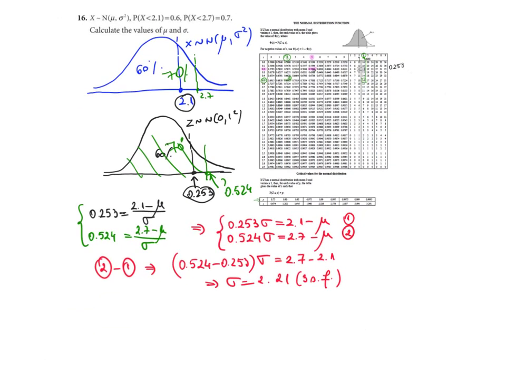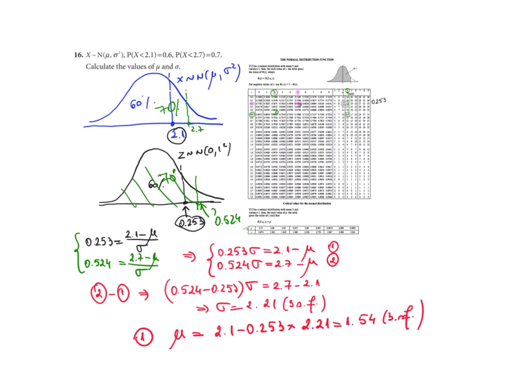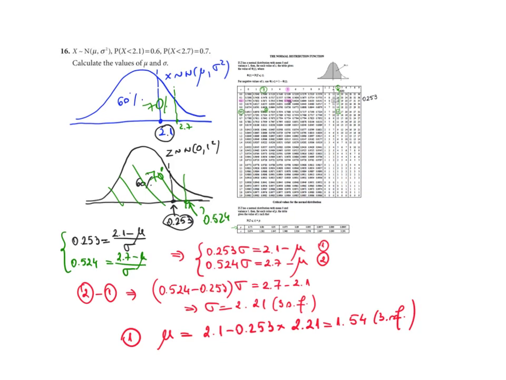You always need to get the standard deviation positive. Standard deviation is always positive. Mean can be negative, it is a mean of a distribution. So mu from equation 1, mu is 2.1 minus 0.253 times sigma. And this is 1.54 to three significant figures. So this is what I use in the case when I don't know the mean and the standard deviation of the population. And in this case, two bits of information are given, and from the relations connecting the z-score and the x value, I get mu and sigma.